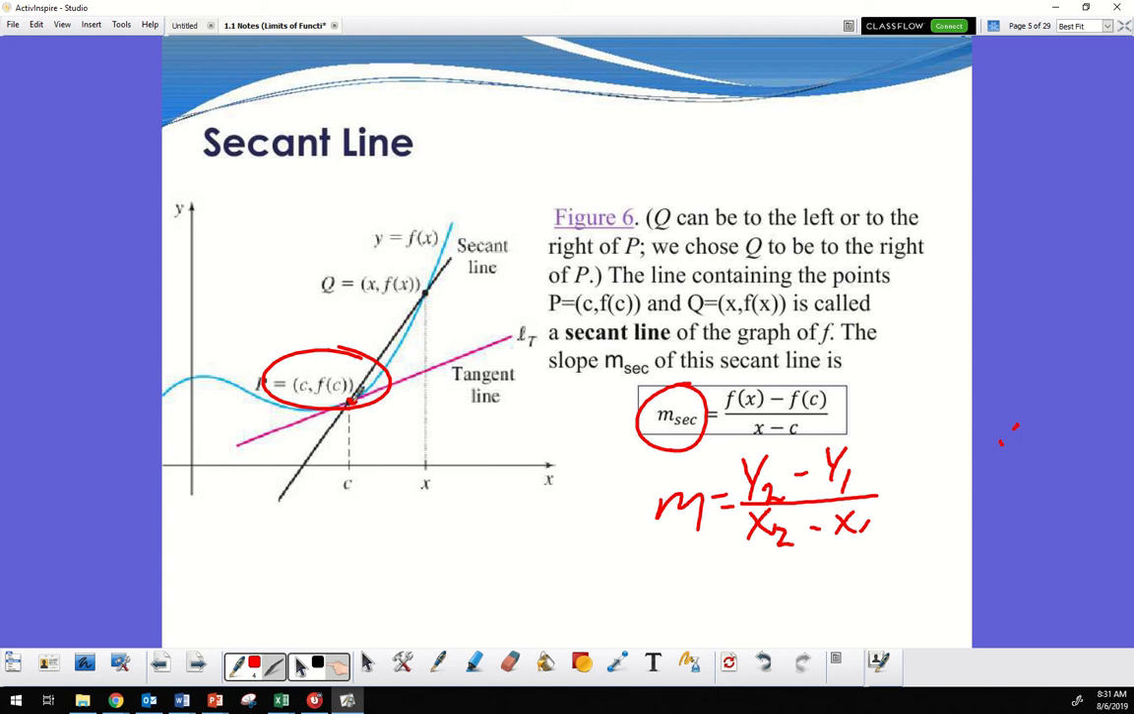Same thing goes over here. So this is the x value going this way. So I have my x right here, and this point right here is f of x, which is the y value when I have a special x.